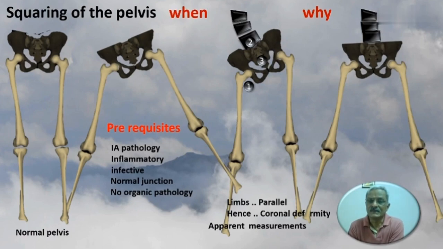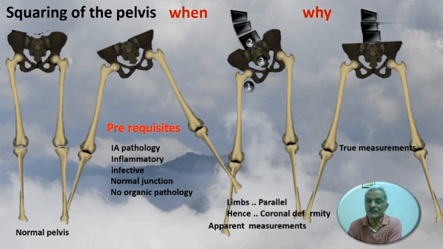So how does it happen? We try to exaggerate the deformity on the disease side, that means you produce more abduction on the right side. Both anterior superior iliac spines are at the same level. We also keep the normal limb in the identical position of the abnormal limb or diseased limb. That much of abduction is to be maintained. And you take measurements from both anterior superior iliac spines to the medial malleoli. That gives exactly the true measurements. This is the reason why we always do the squaring of the pelvis, to take true measurements.